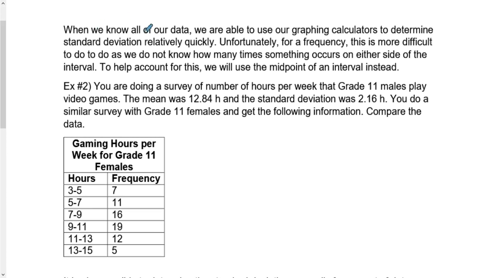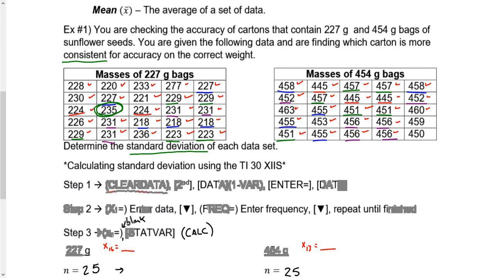So when we know all of our data, we're able to use our graphing calculators or our standard calculators, basically our scientific, to determine standard deviation relatively quickly. If we were using our graphing calculators, and I can show you how to do that, it's just more time consuming. With frequency, it becomes more difficult because if we were using the large graphing calculators, we'd actually have to put 231 in 4 times. There's no option of having that frequency of 1.